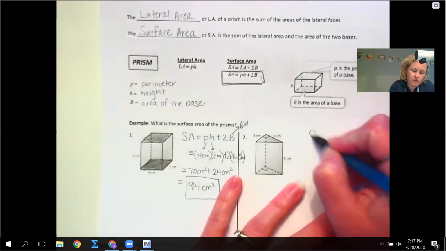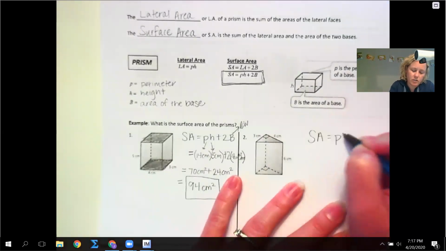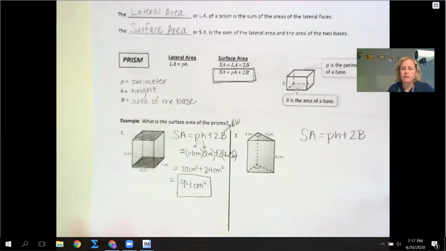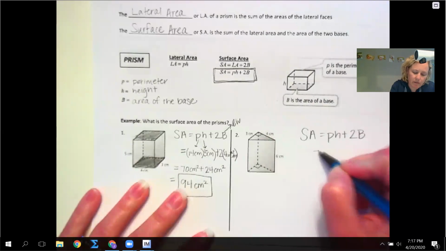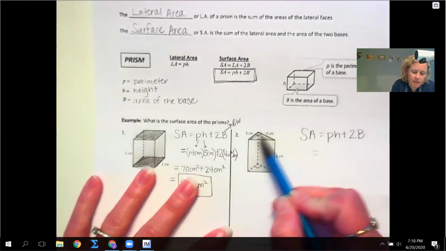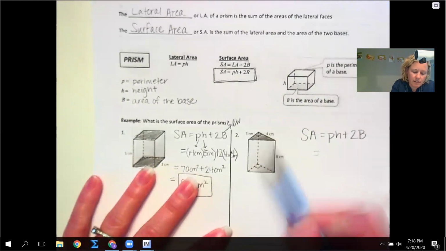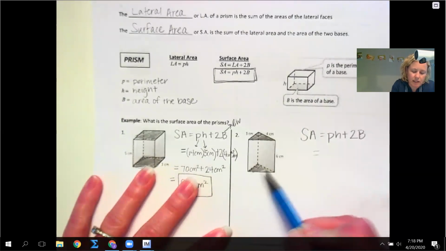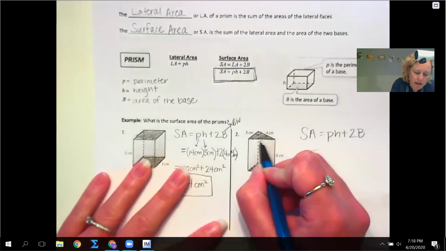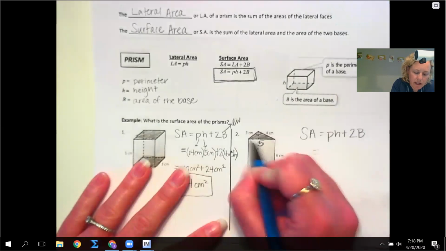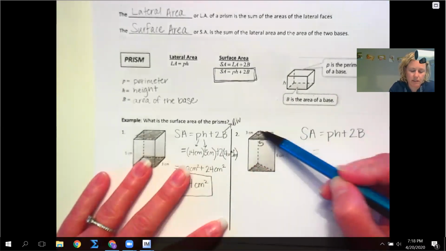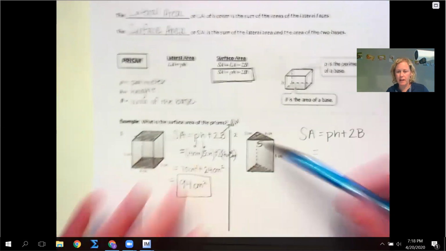We're gonna write down our surface area formula, PH plus 2B. All right, so let's start with perimeter. Well, first of all, let's mark our bases. This is our base, and this is our base, because bases have to be parallel to each other, okay? And I'm just gonna tell you that this is 5 for this length here. I could have figured that out by doing the Pythagorean theorem, a squared plus b squared equals c squared, and figured out that this was 5.